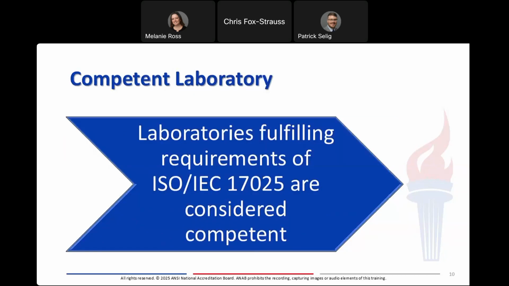The standard uses the statement competent laboratory. When we're looking at the calibrations of equipment, laboratories fulfilling the requirements of the 17025 standard are considered competent. This allows for in-house calibrations where testing laboratories are not necessarily accredited for calibration activities, but they do conform to the requirements of the standard for calibration of equipment, metrological traceability, measurement uncertainty, and reporting results. It's important to refer to your accreditation body requirements to determine how they consider the term competent laboratory.